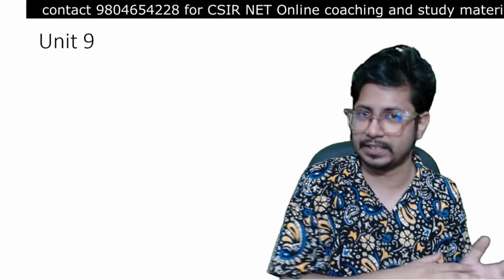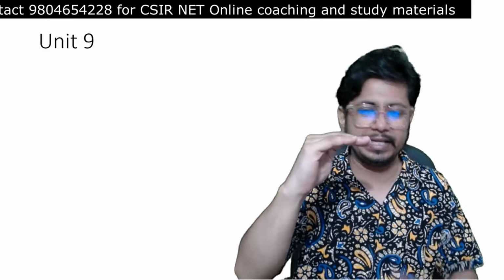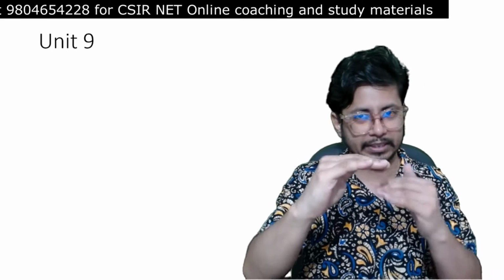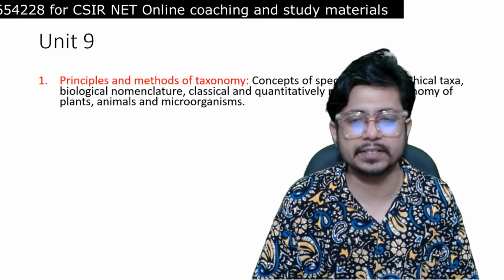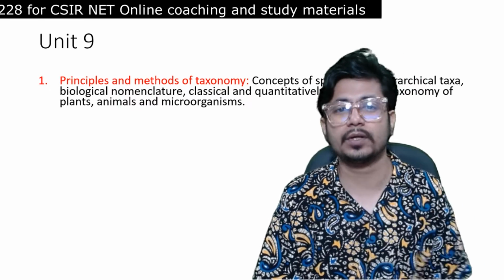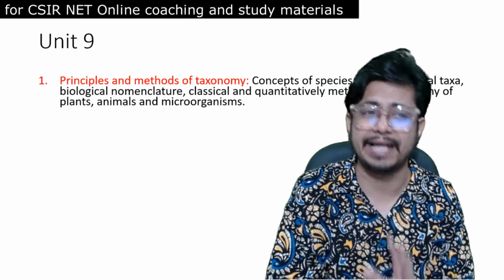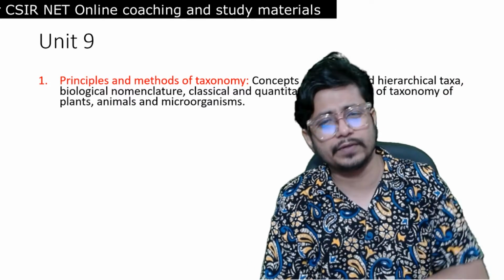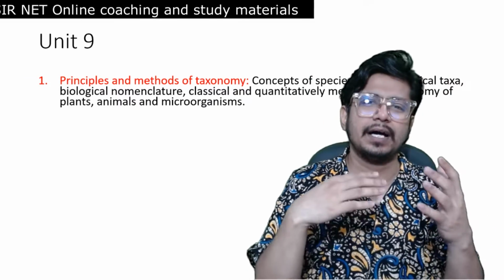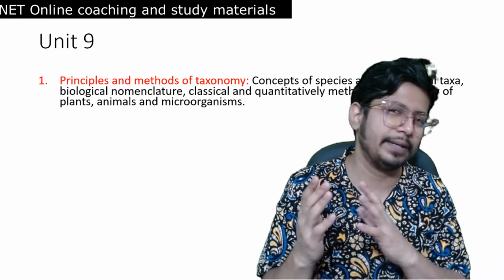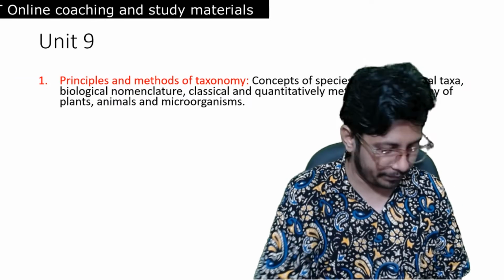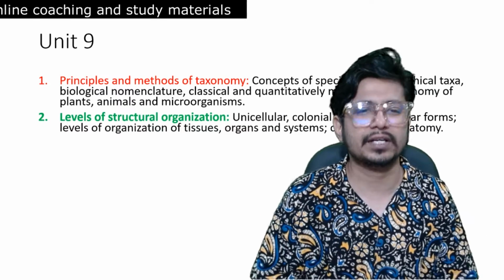Again, like every single video in the CSIR NET Life Science Know Your Syllabus series, we are going to color code the syllabus based on green, yellow and red. Green most important, yellow moderately important, red least important. Starting with principles and methods of taxonomy, red, least important: concepts of species and hierarchical taxa. What is taxa? The components of a taxonomic diagram, what the markings mean and everything, the basics of it. The next one is level of structural organization.